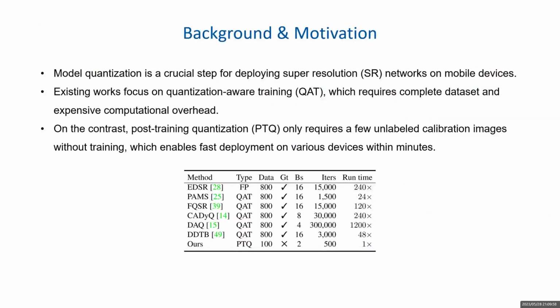This work studies model quantization for image super resolution. Model quantization is a crucial step for deploying networks on mobile devices. Although previous SR quantization methods make great efforts to improve the performance with given bitwidth, their main drawback is that they require quantization-aware training with complete datasets and expensive computational overhead, as shown in this table. In contrast, post-training quantization only requires a few unlabeled calibration images without training, which enables faster deployment on various devices within minutes.